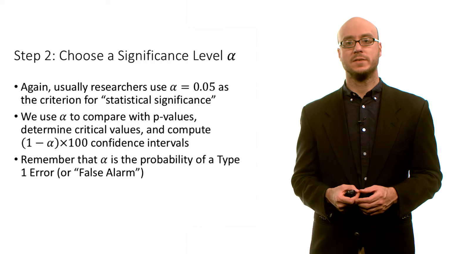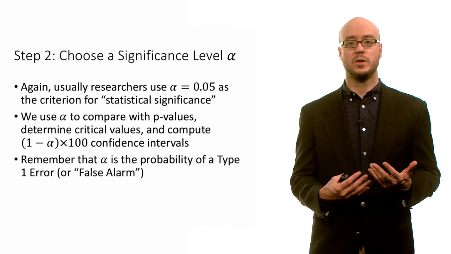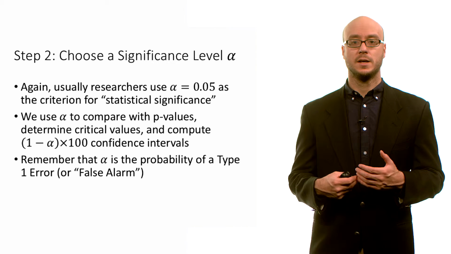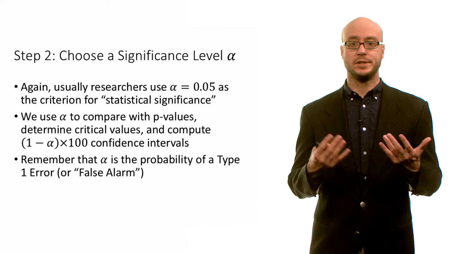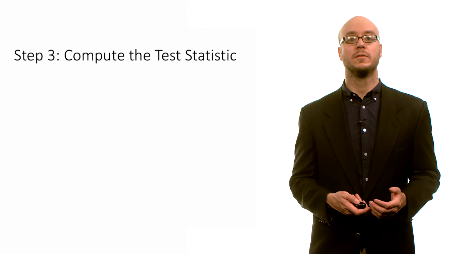And of course, remember that alpha is simply the probability of a type 1 error or false alarm. So in some fields, they're more comfortable with a higher probability of a false alarm, whereas in other fields, they're less comfortable with that. So they might select an alpha of 0.01 rather than 0.05.